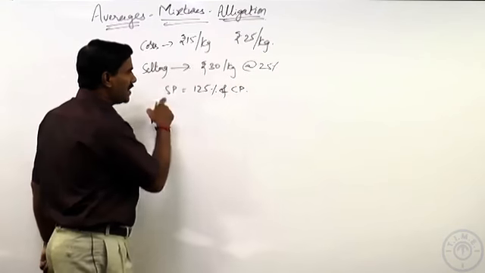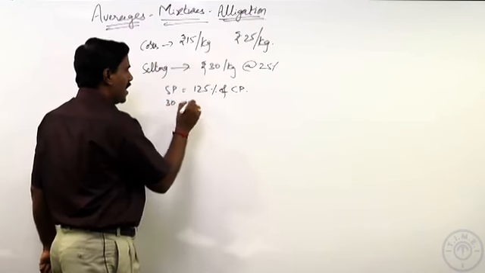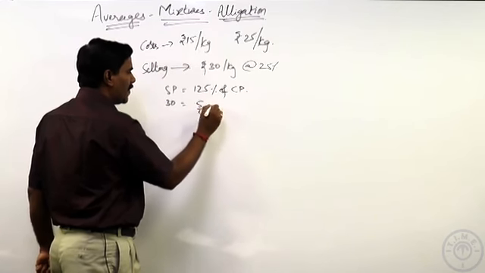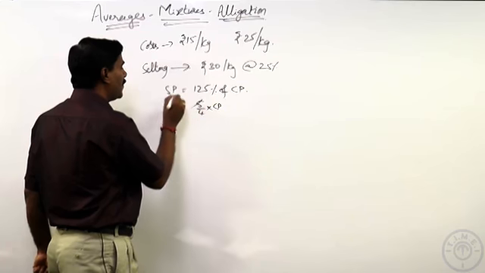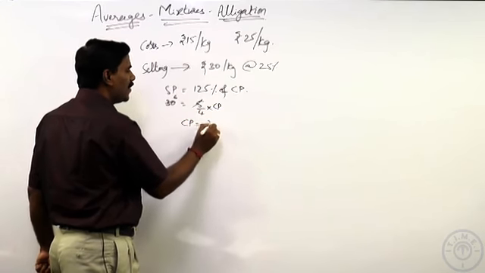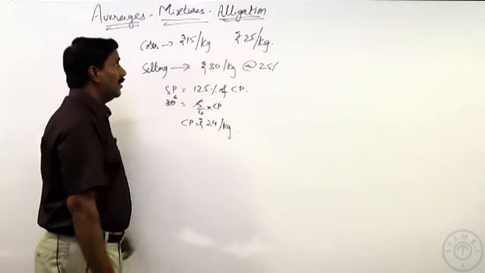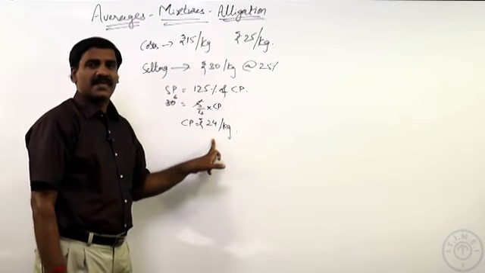Yeah, what is the selling price we have? 30 rupees, and 125% means 125 by 100, that is nothing but 5 by 4 times of cost price we have. So 5 will be going 6 times, means what is the cost price we can say? 24 rupees per kg. Yeah. Now, in what ratio these two are mixed to get this price is the question.